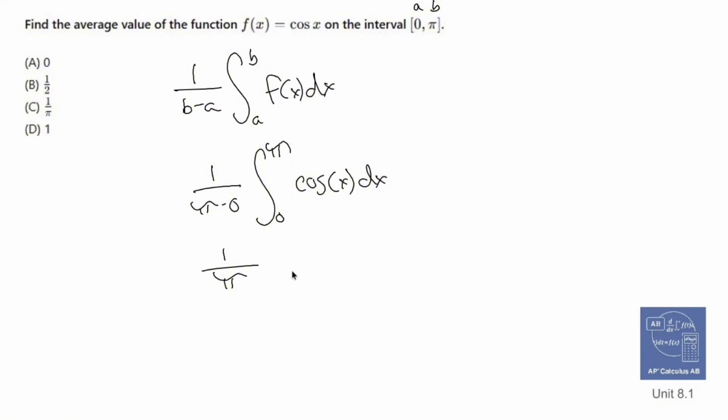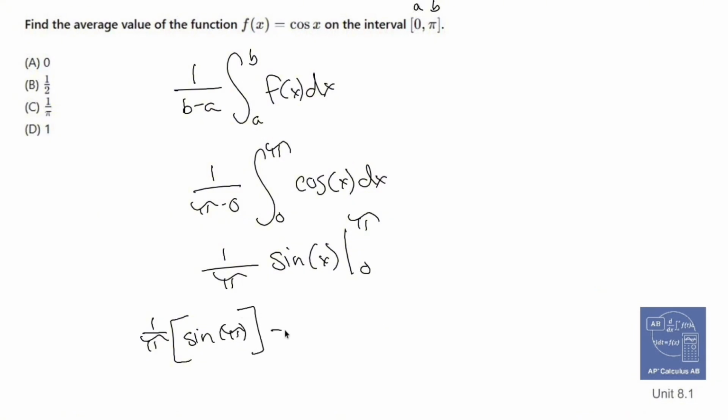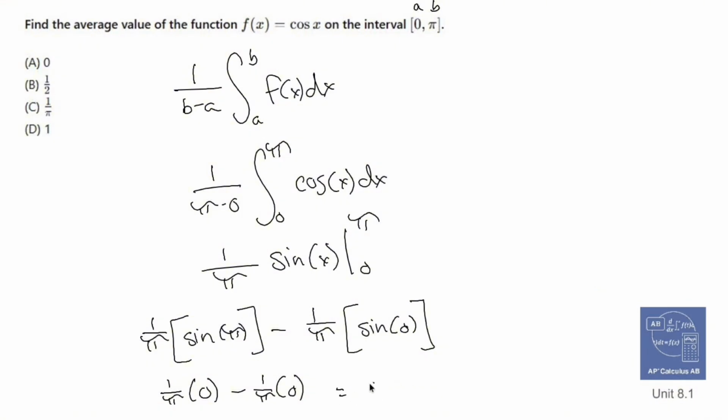So I think I can handle what pi minus 0 is. The integral of cosine is sine, easy peasy. And then my limits are going to be 0 and pi. So let's set it up. We have 1 over pi times sine of pi minus 1 over pi times sine of 0. So this is going to be easy. 1 over pi times sine pi is 1 over pi times 0, and 1 over pi times sine 0 is going to be 0. So that's going to be 0 minus 0.